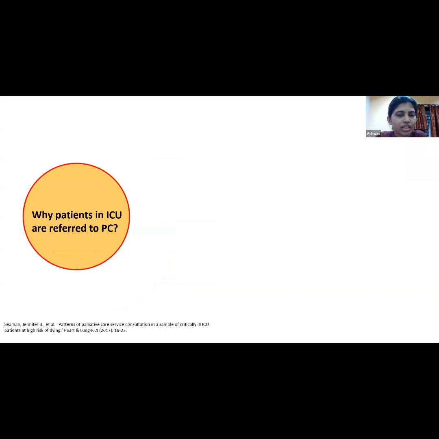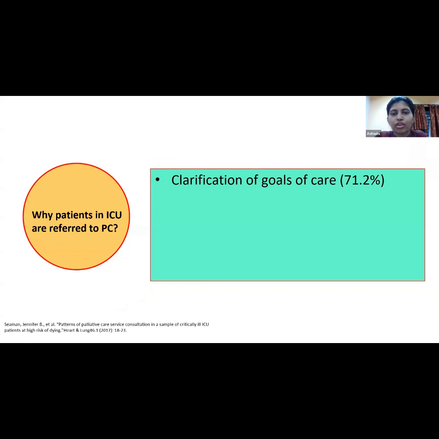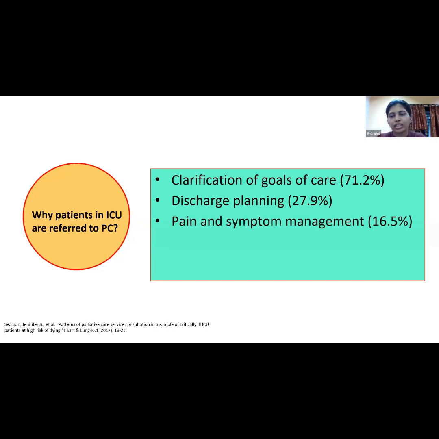So, why are patients in the ICU referred to palliative care? For the clarification of goals of care, 71.2% of the time; 27.9% of the time for discharge planning; 16.5% of the time for pain and symptom management; 8.2% of the time for family support; and also sometimes for supporting death and dignity. This was according to the paper published in 2017 by Seaman, Jennifer B., et al., on patterns of palliative care service consultation in a sample of critically ill ICU patients at high risk of dying.